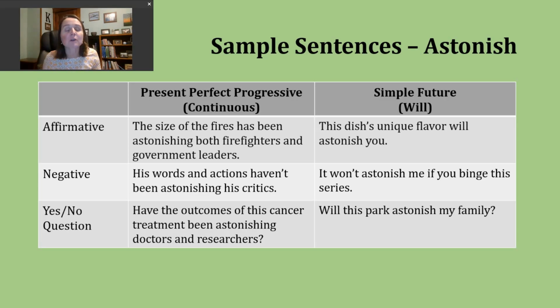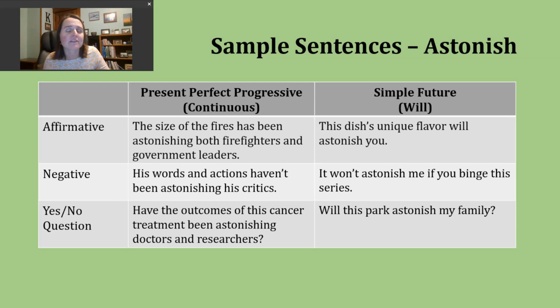So in the affirmative or in a positive sentence, we'll start with our subject, we'll use will, and then the base verb. No special endings, no suffixes on the end of the verb here. Here's an example sentence. This dish's unique flavor will astonish you, right? So here, this maybe is a bit of a prediction or a promise, right? That you're going to be surprised by how good something tastes.